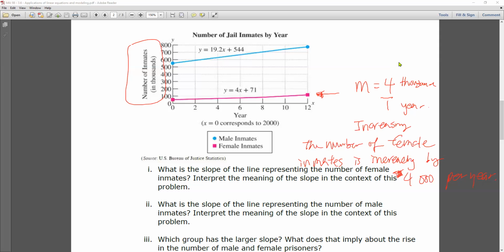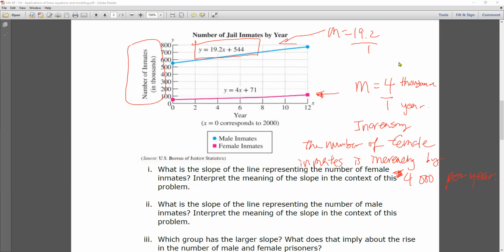Now part 2, same idea. What is the slope of the line representing the number of male inmates? Interpret the meaning of the slope in the context of this problem. So for the guys, you got y equal 19.2x plus 544. So the slope for the guys is 19.2, which means 19.2 over 1. Same idea here, just like the first problem with the ladies.